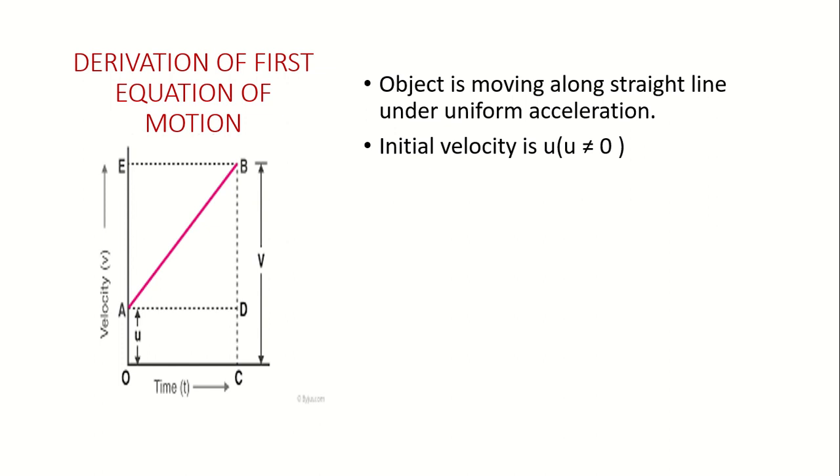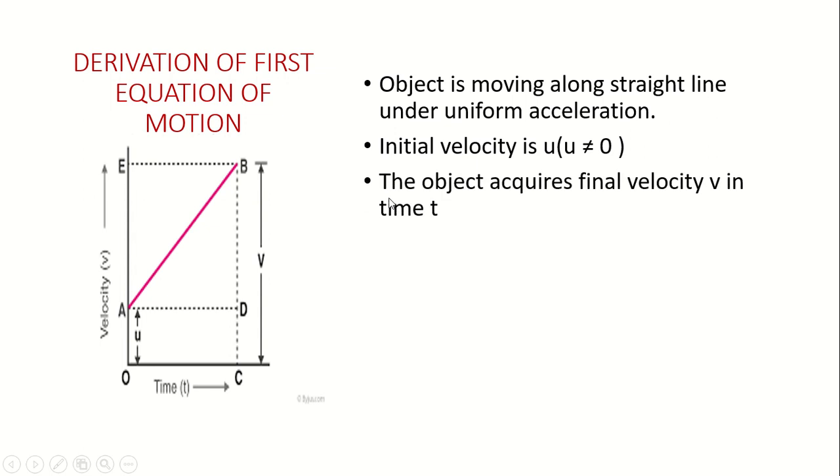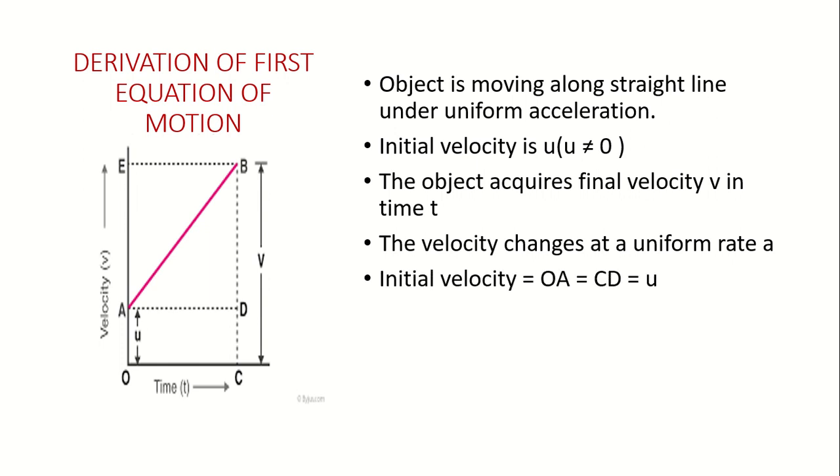Initial velocity is u, and like you can see from the graph, u is not 0. Okay, u is not equal to 0. It is having some other value other than 0. The object acquires final velocity small v in time t. The velocity changes at a uniform rate small a. Initial velocity equals to OA, which is equals to CD and which is equals to small u. You can see in the graph OA equals to CD, which is equals to small u.